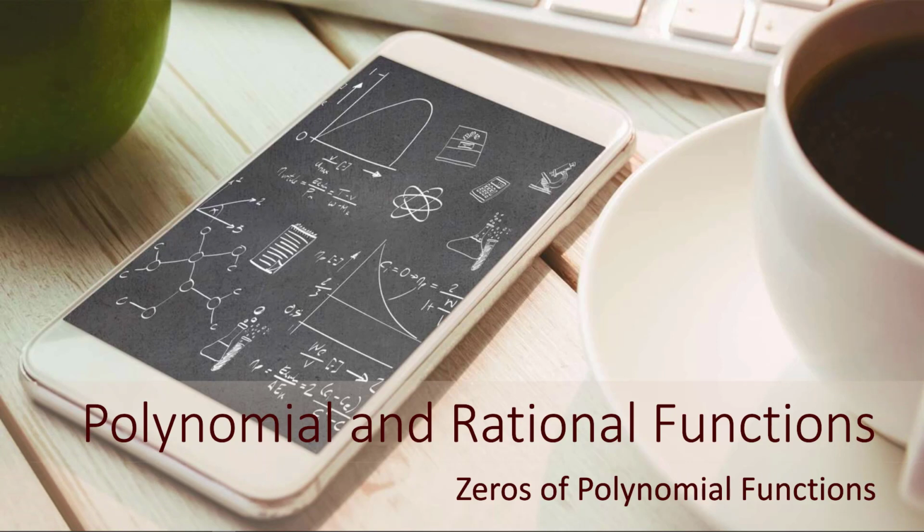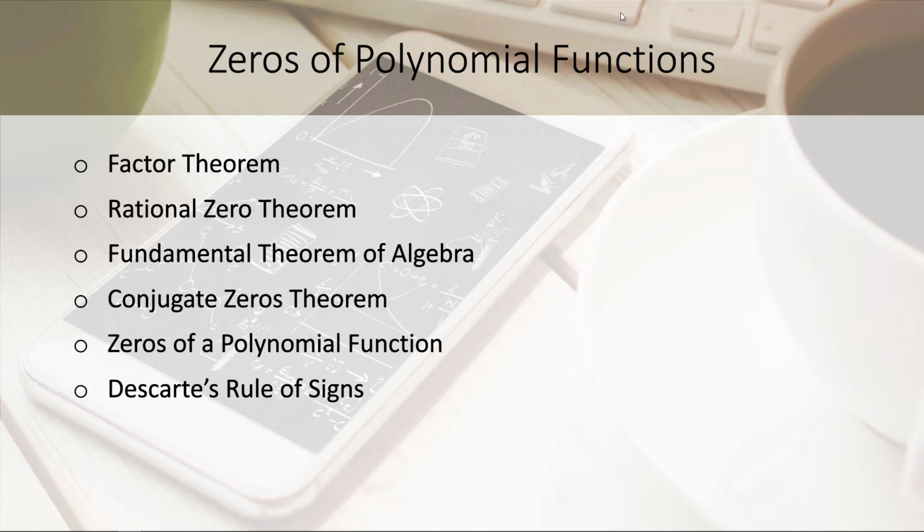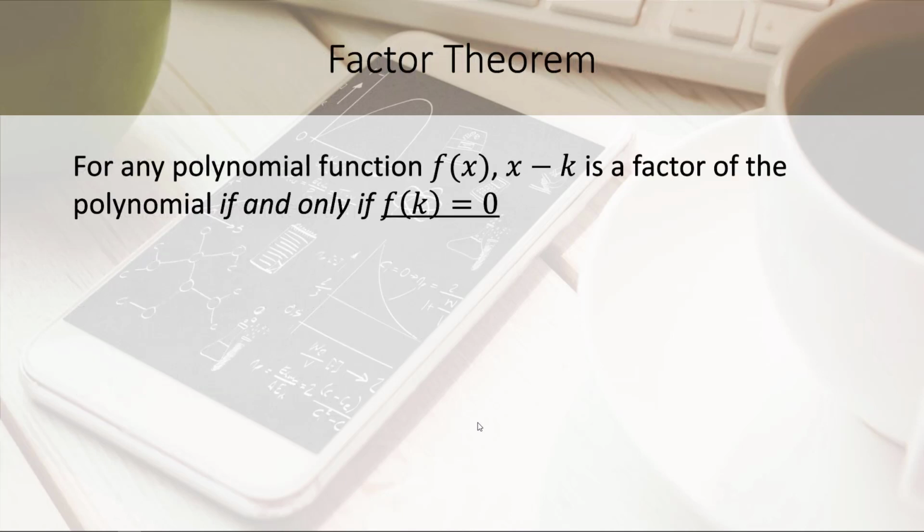Hi everybody, in this video we are going to go over section 3 of chapter 3, zeros of a polynomial function. In this section we are going to discuss the factor theorem, the rational zero theorem, the fundamental theorem of algebra, the conjugate zeros theorem, and we're going to talk about zeros of a polynomial function for the cases where the polynomial is of even or odd degree, and then we're going to talk about Descartes' rule of signs. And we will get started with the factor theorem.